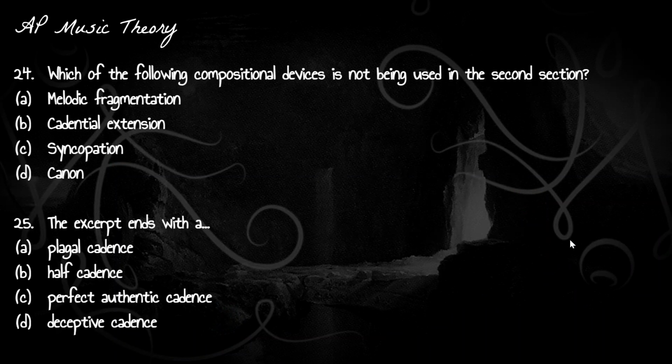Here are the last 2 questions. Let's read them. 24. Which of the following compositional devices is not being used in the second section? Is it A. Melodic fragmentation, B. Cadential extension, C. Syncopation, or D. Canon? 25. The excerpt ends with A. Plagal cadence, B. Half cadence, C. Perfect authentic cadence, or D. Deceptive cadence. Let us listen to the entire excerpt.